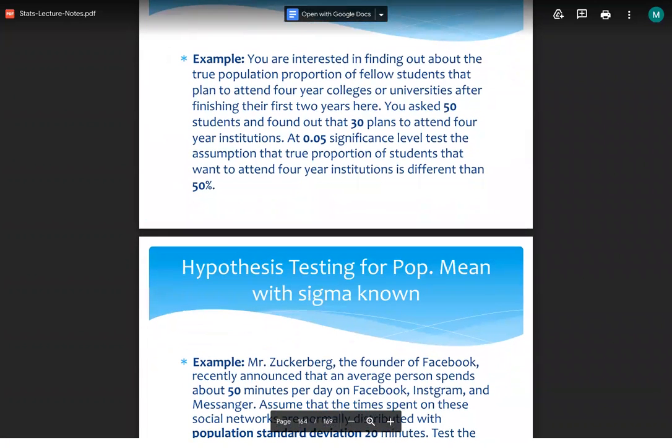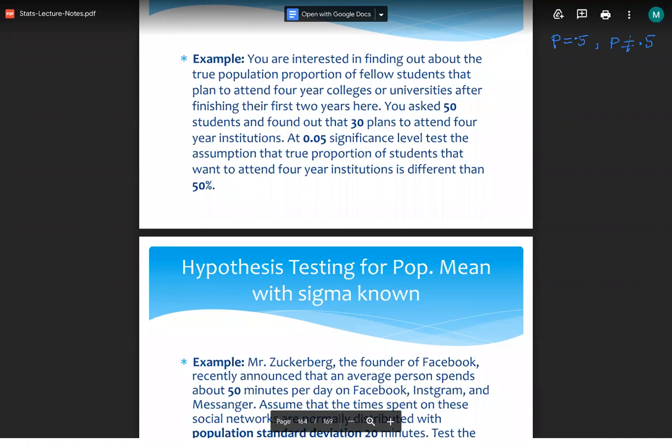Here, what's going on? You are interested in finding out about the true population proportion of fellow students that plan to attend four-year colleges or universities after finishing their first 2 years here. You asked 50 students and found that 30 plan to attend four-year institutions. At 0.05 significance level, test the assumption that the true proportion of students that want to attend four-year institutions is different than 50%. So it's either 50% or not 50%. So you can write down P is equal to 50% or 0.5. That's going to be your null hypothesis. And your alternative is going to be P is not equal to 0.5.